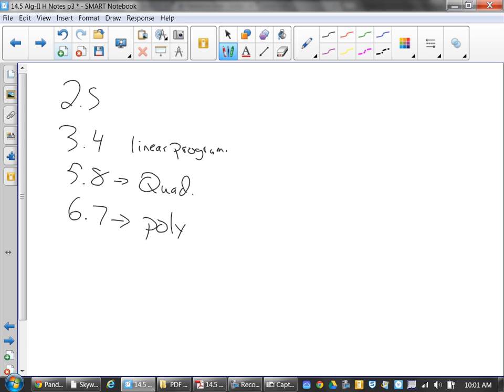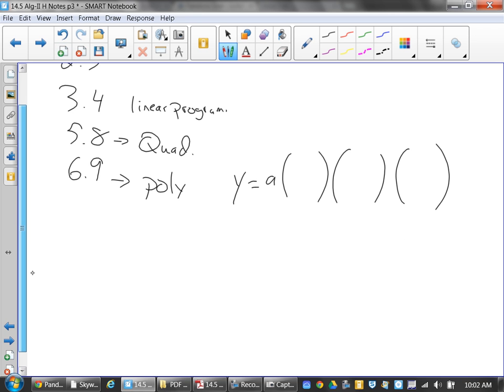Also within the polynomials, I had you write out the equation of a polynomial given 3 intercepts and a point. Remember that? Where you had to write out the equation of y equals a blank, blank, blank, blank, blank, blank. How'd I have you write it out? That was 6.9. Yeah, that's close.